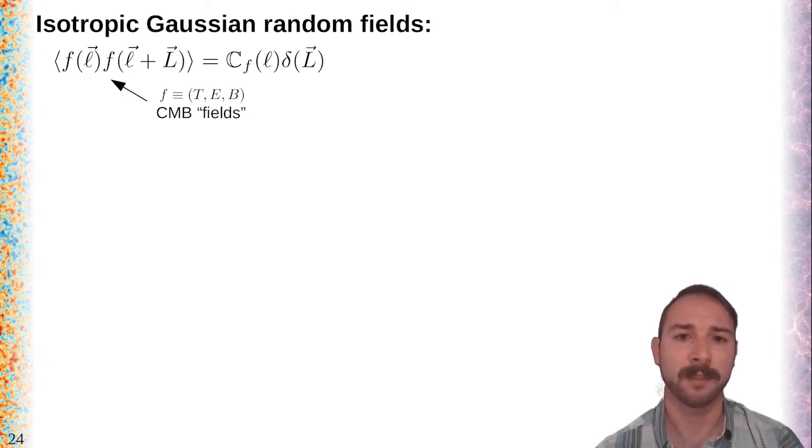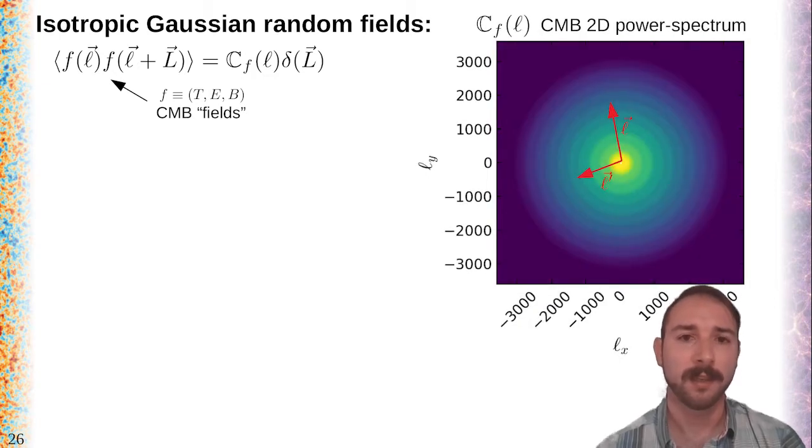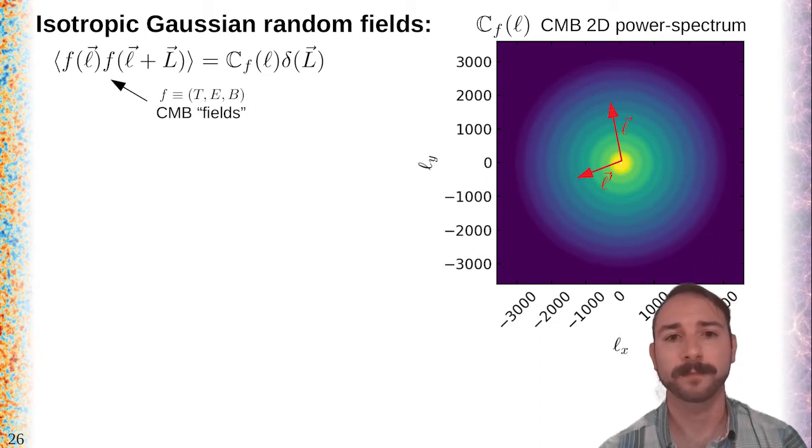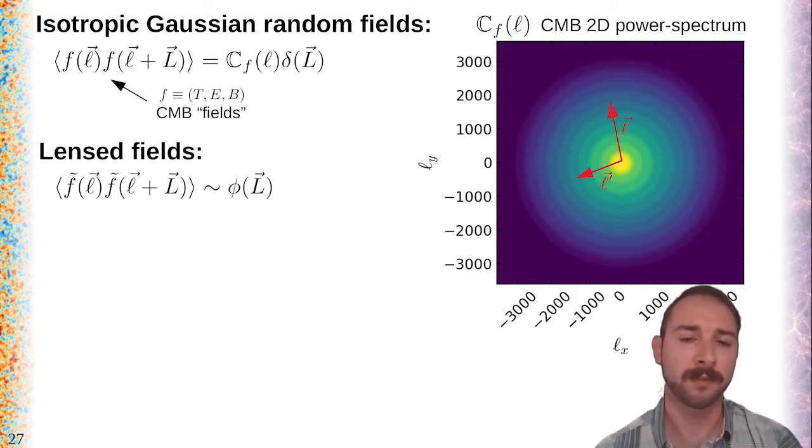Basically, a Gaussian random field has the property that you just take the map, you take the 2D Fourier transform of it, and then you ask what's the expectation value of products of different modes averaged over many realizations. If you're looking at the exact same L mode, you get back the 2D CMB power spectrum. If you're looking at two different modes that differ by a big L, you just get 0. For lensed fields, which are non-Gaussian, you won't necessarily get 0, and in fact, you get something proportional exactly to the lensing potential phi evaluated at that big L.